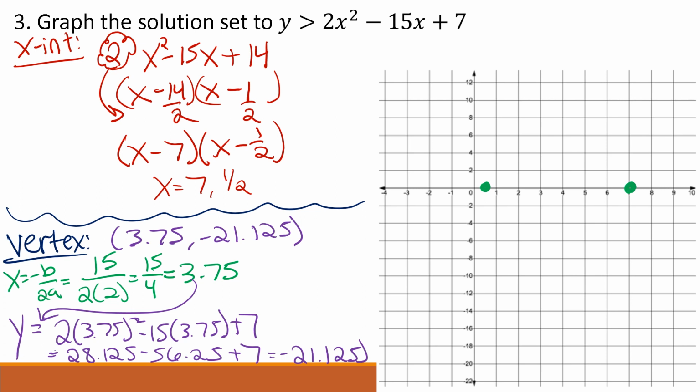Okay, so 3.75, so almost a 4, and then we're down at negative 21.25, so a little bit past halfway between 20 and 22. Doesn't have to be completely accurate, just close enough. Okay, we also could do our y-intercept on this one. What's the y-intercept? 7. Yeah. So we could grab our y-intercept. So we cross out 7.